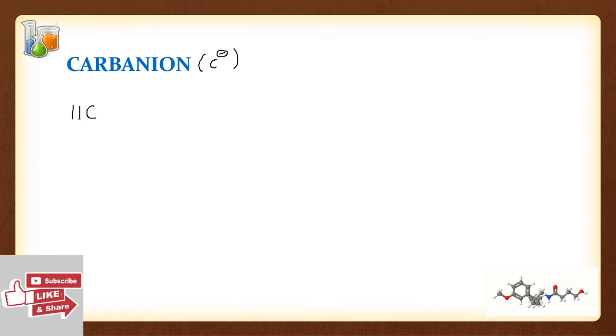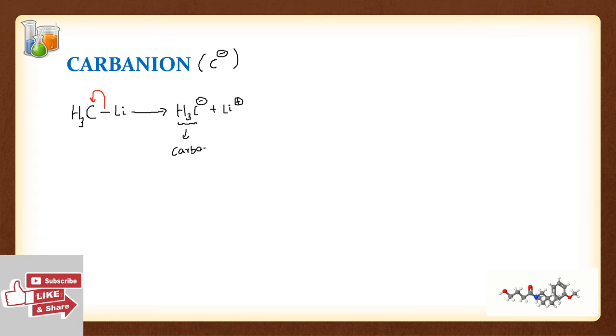So, CH3Li. Here we know that carbon has more electronegativity than lithium. So if I break this bond by heterolytic bond cleavage, both these electrons will move to carbon, because lithium has lesser electronegativity than carbon. So carbon is going to get a negative charge and lithium will get a positive charge. This species is known as a carbanion.